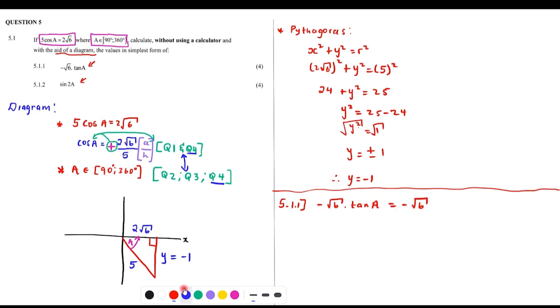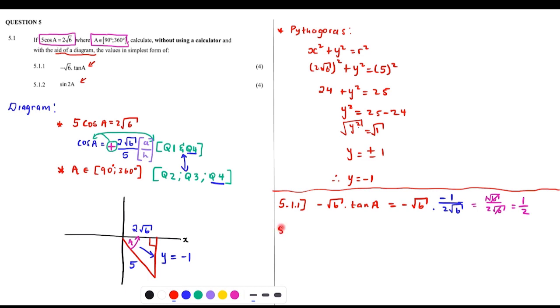Here we're going to look at the diagram to ask what is tan a. Tan, we know, is opposite over adjacent. Opposite is going to be minus 1, because it's the side that angle A is facing, which is minus 1. And then over adjacent, it is going to be square root 6. As you can see, negative times negative gives us positive square root 6 over 2 root 6, and then this cancels, leaving 1, and the answer is going to be 1 over 2.